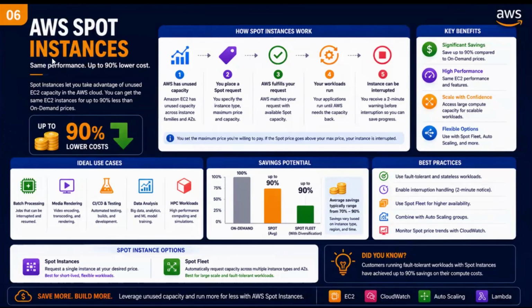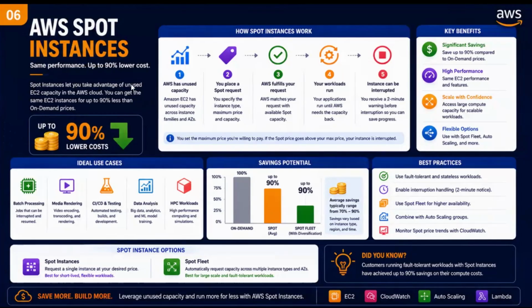Spot Instances give you up to 90% cheaper rates compared to On-Demand prices. Spot Instances are basically unused EC2 capacity in the AWS cloud. AWS has a huge amount of capacity sitting idle at any given time, and they sell that capacity at a massive discount in the spot market.